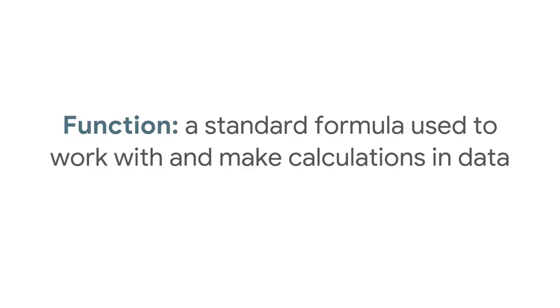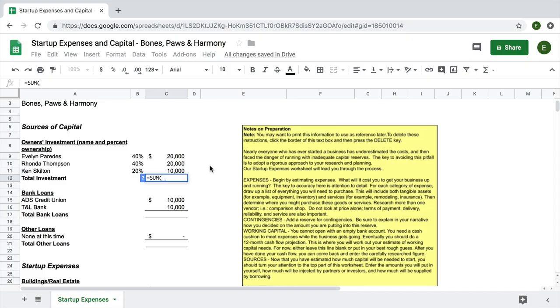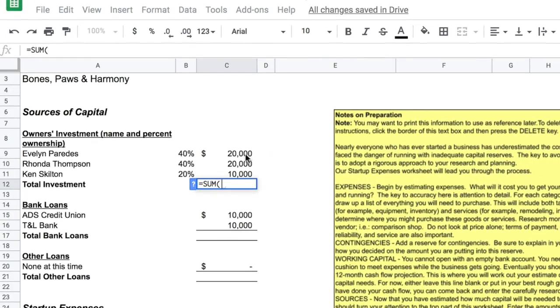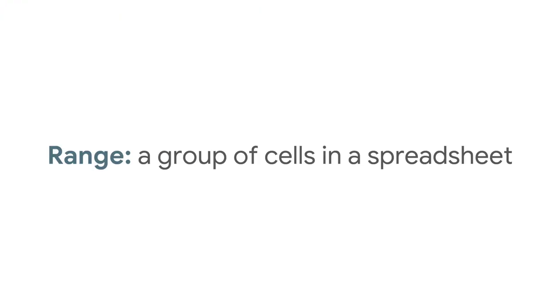To total your startup expenses and capital, you will use the sum function. A function is a standard formula used to work with and calculate data. Functions are faster and more accurate than manual calculations. They also allow you to quickly repeat calculations in different parts of a spreadsheet. The sum function adds the values in a range or group of cells.